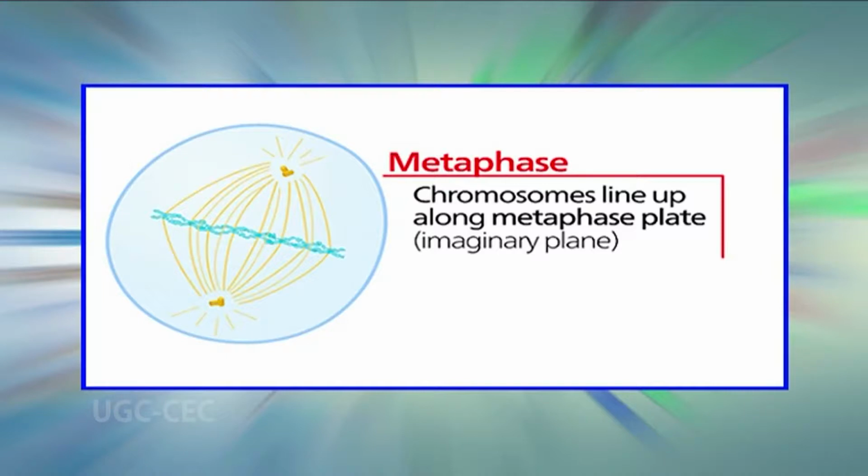During metaphase, the kinetochore microtubules orient the chromosomes so that their centromeres become aligned at the metaphase plate, a plane halfway between the two spindle poles, with the long axis of the chromosome oriented at 90 degrees to the spindle axis.